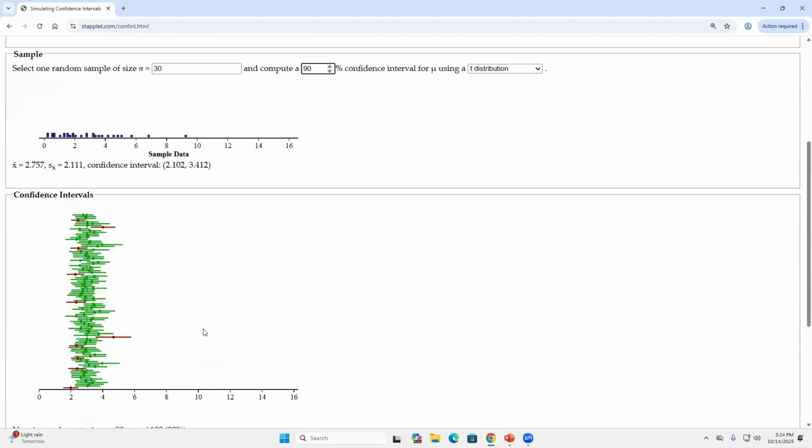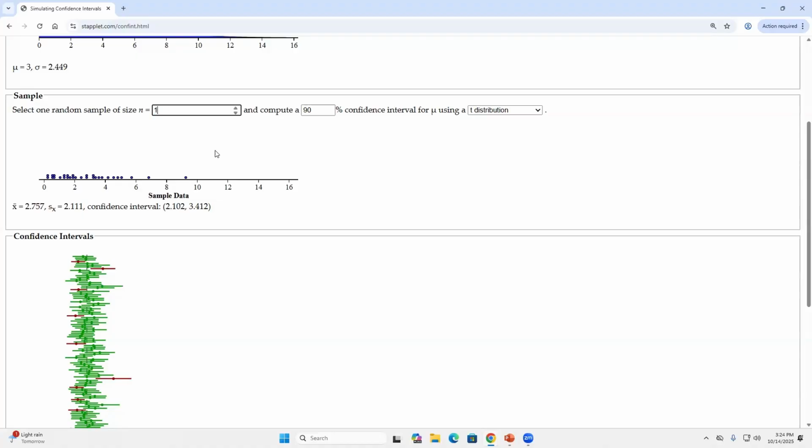But this time, what we're going to do is mess with the sample size. So we're going to start off with a sample size that is smaller. Let's say that instead of having a sample size of 30, we only had a sample size of 10.